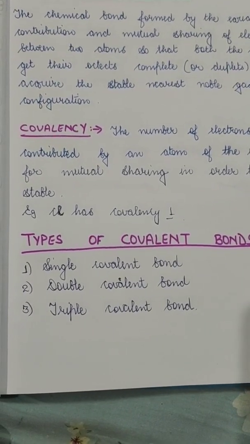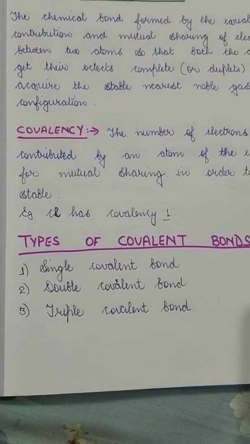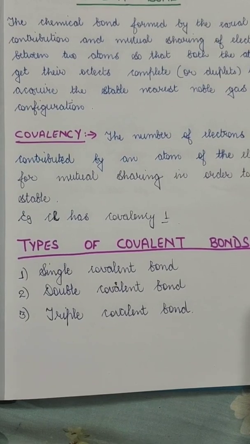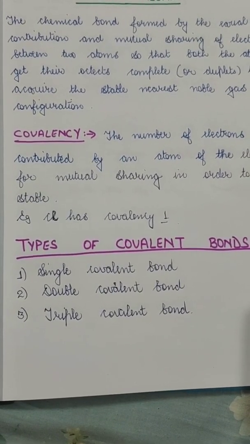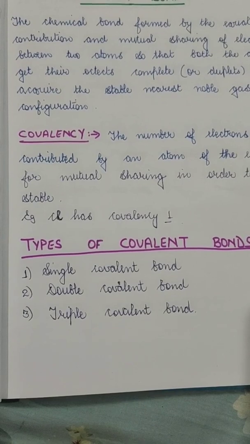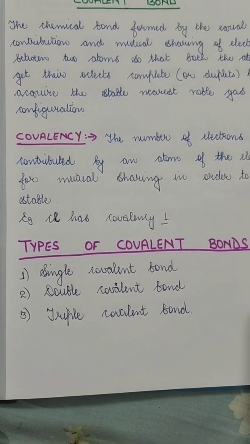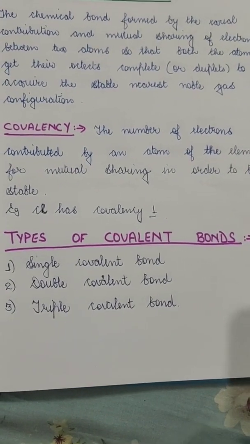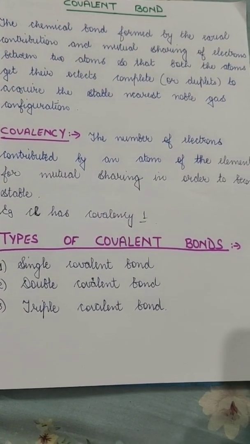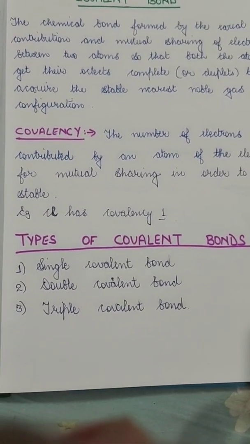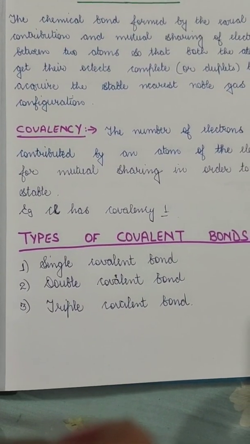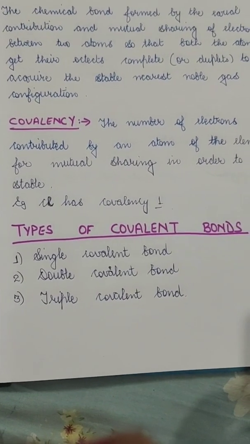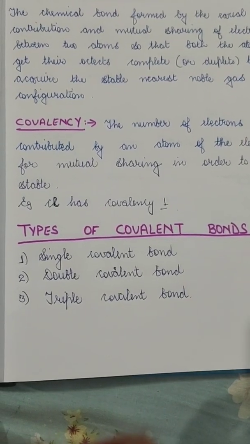Since we know that the configuration of the atom is in shells such as K, L, M and N. In the first shell, the K shell, there is only a duplet, and in the second shell there is an octet. So the atoms want to acquire the nearest stable noble gas configuration. For that they try to complete the octet or their duplet. So they share the electrons to acquire the stable noble gas configuration.